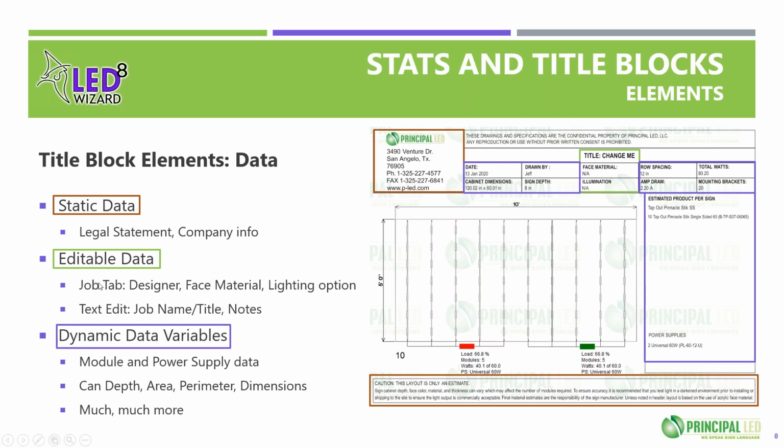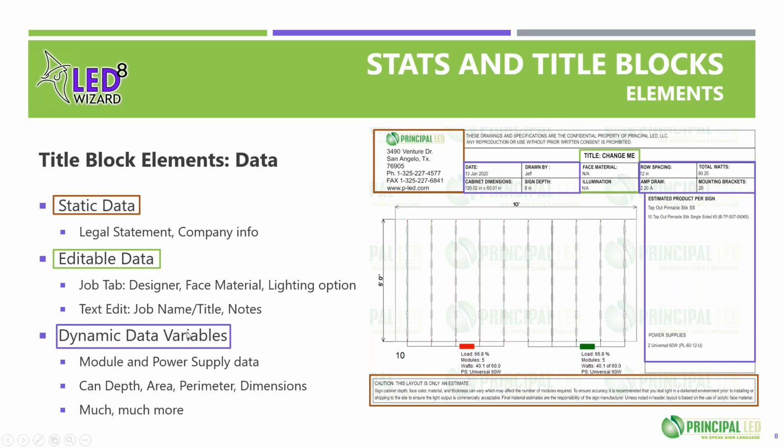Editable data, and I'll talk in a second about the job tab. Editable data: what's the face material, how is it illuminated? Those are examples of editable data. The title, there might be a notes field, or there might be a job number, a customer number, things like this. These are text fields that you would manually edit for the job, right? The software wouldn't know what title you want to use, for example, for that layout.